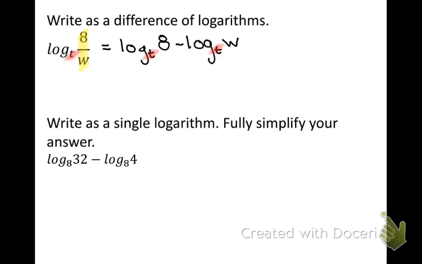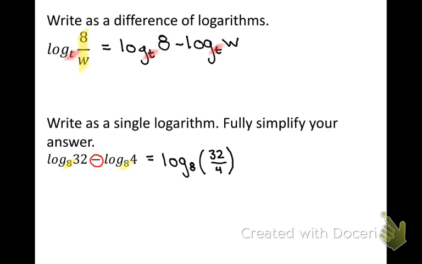All right, now we're going to write as a single logarithm, and we need to fully simplify our answer for log base 8 of 32 minus log base 8 of 4. To start out with, notice that these bases are the same, and my two logarithms are being subtracted. So I am going to combine these into a single logarithm as log base 8 of 32 over 4. So those arguments get divided.